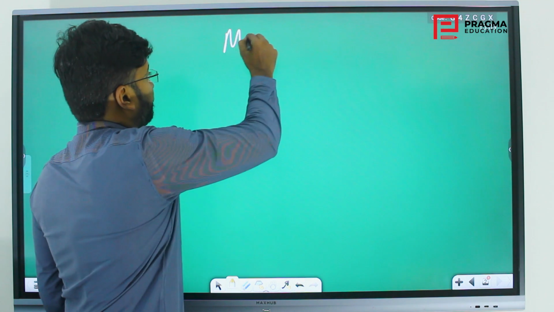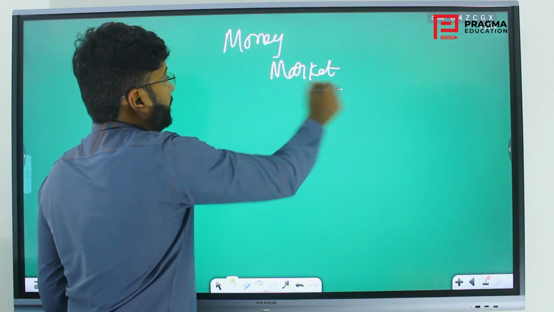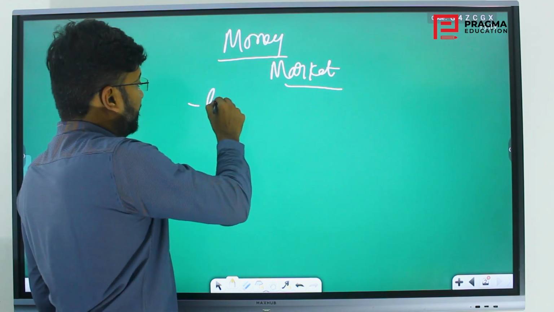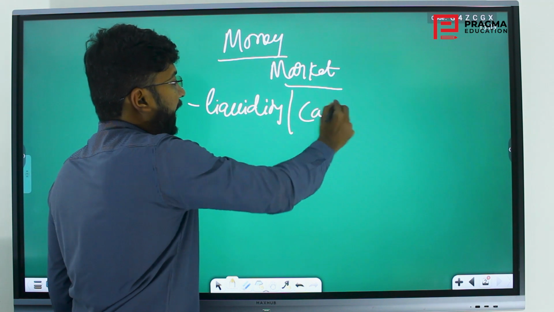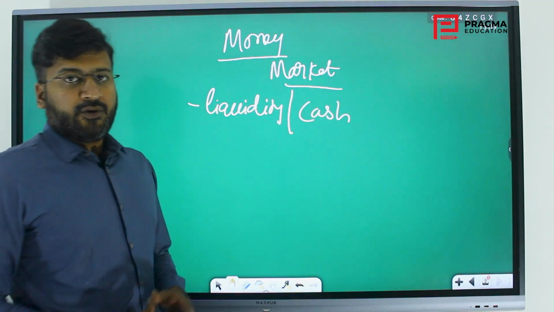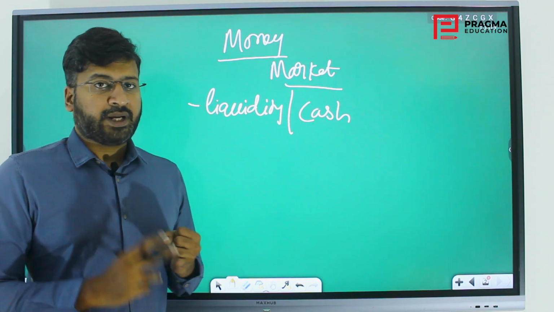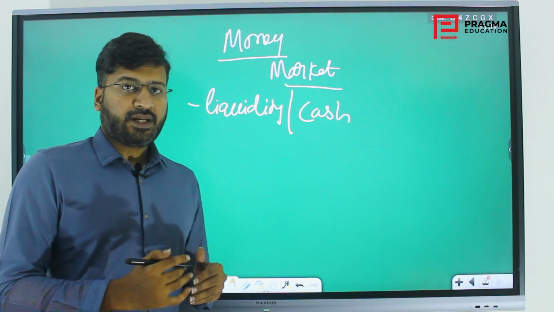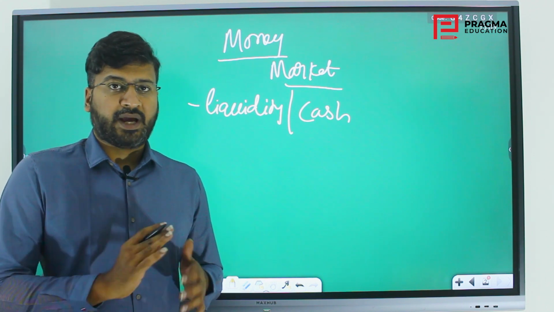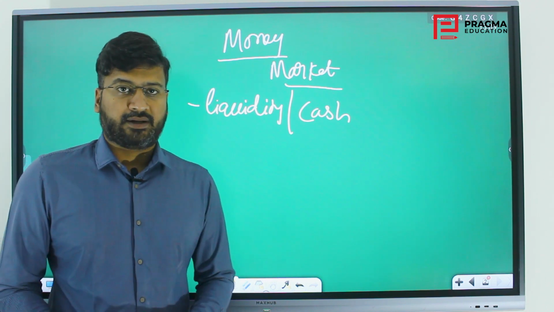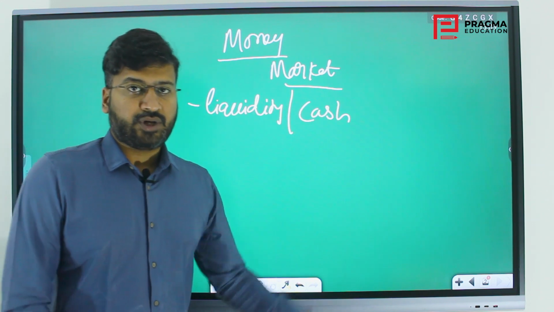First one is money market. It is the market for immediate liquidity or cash. See, everybody in the economy will have a requirement of money or cash to carry on their daily requirements, businesses, commerce, trade, manufacturing, or anything for that matter. So everybody will have those liquidity requirements on a day-to-day basis.